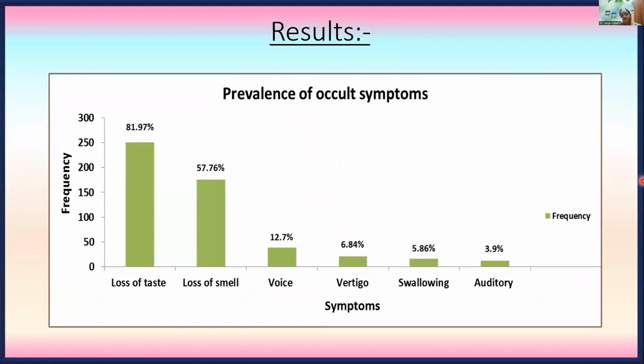Further, it was interesting to note that these symptoms were occult. So upwards of 80% of the symptoms of the patients who are having ENT manifestations are occult symptoms. That means the patients themselves have not come up with these symptoms, but on detailed inquiry, these symptoms were noted.